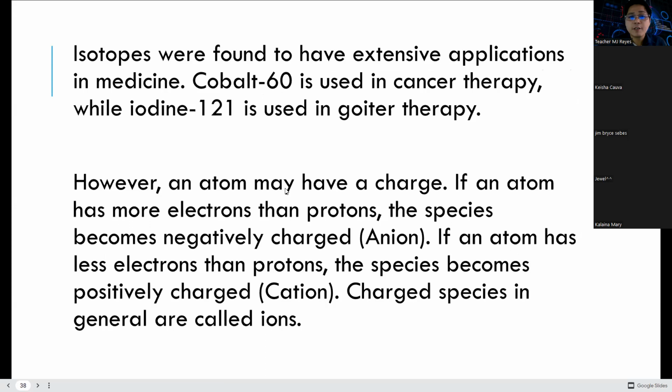However, an atom may have a charge. If an atom has more electrons than protons, the species becomes negatively charged. That is what we call an ion. If an atom has fewer electrons than protons, the species becomes a positively charged cation. Anion if it is negatively charged, cation if it is positively charged. Charged species in general are called ions. That is why there is what we call ionic bonding.